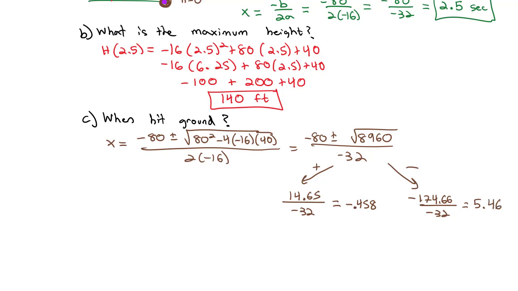Now remember, we're talking about time. The ball's not going to hit the ground at negative 0.48 seconds, so I can throw that out. So it's more likely going to be the positive answer, because that's the only one that makes sense. So after 5.46 seconds, the ball will hit the ground. Things traveling through space is one great application of quadratics.